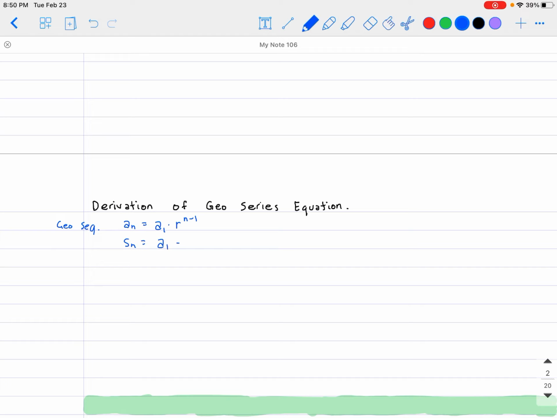that's going to be A of 1 plus A of 1 times r plus A of 1 times r squared plus A of 1 times r cubed, and so on and so on, all the way to the last term, which is A of 1 multiplied by r to the n minus 1, because that's going to be our last term according to the equation. The question is, what is this equal to? Is there a simple equation that I can work off of?